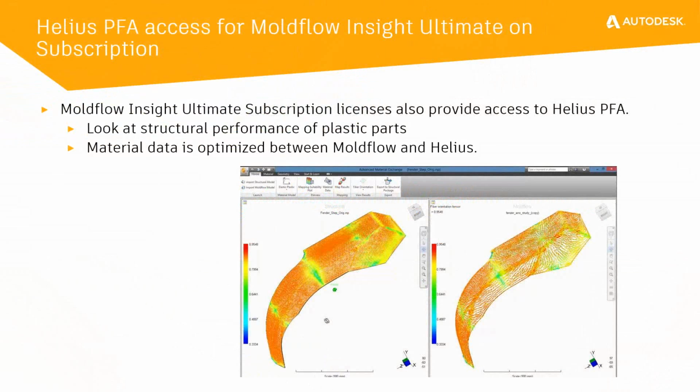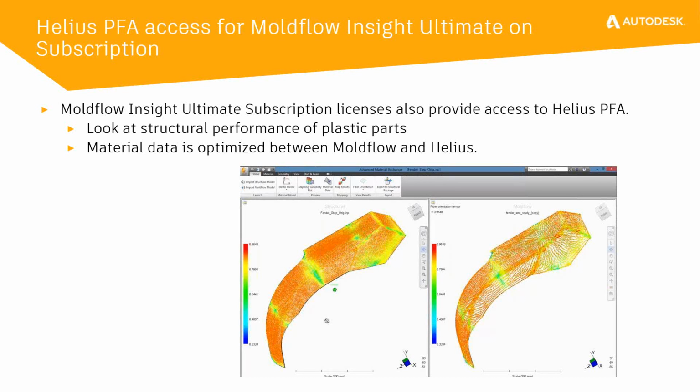The first feature in this particular area is that we made Helius PFA available on a Moldflow Insight Ultimate subscription license. Helius PFA is our structural interface to Abaqus and ANSYS, where you can take the fiber orientation that we have developed with Moldflow Insight and calculate nonlinear mechanical properties on that and make them available to structural analysis, so that you can look at nonlinear problems and look at when failure occurs on your plastic part.